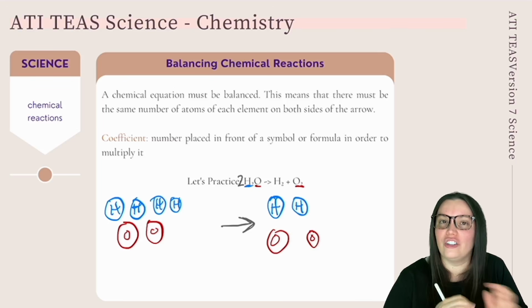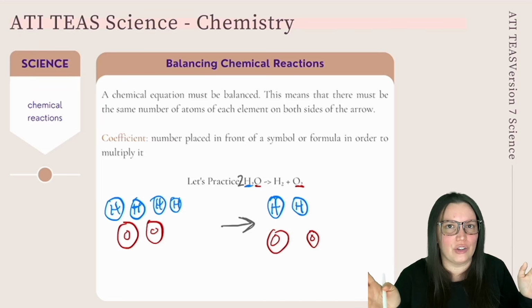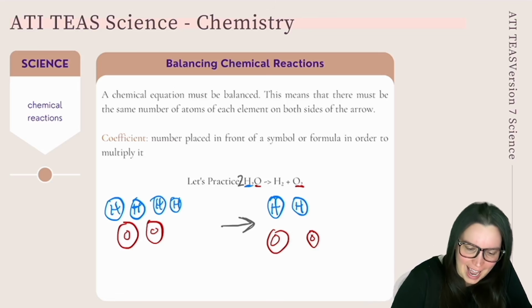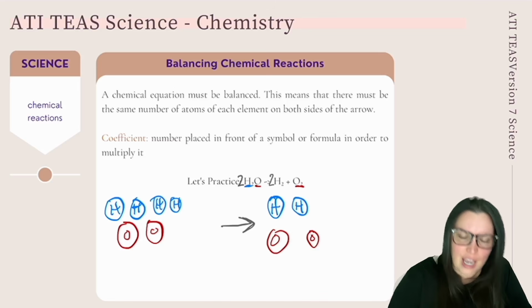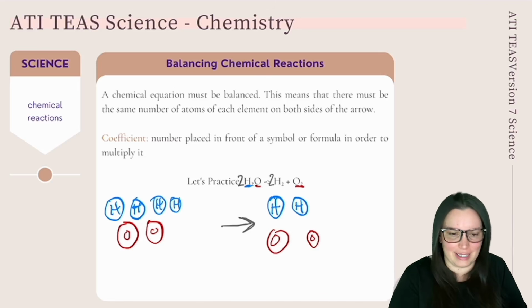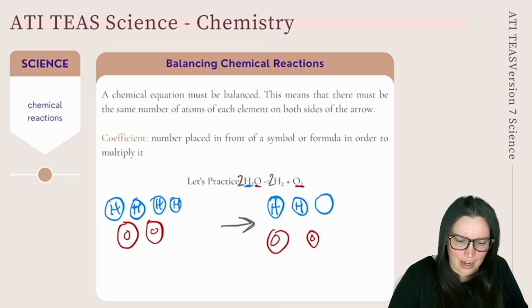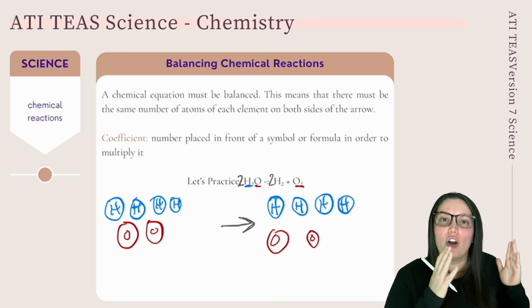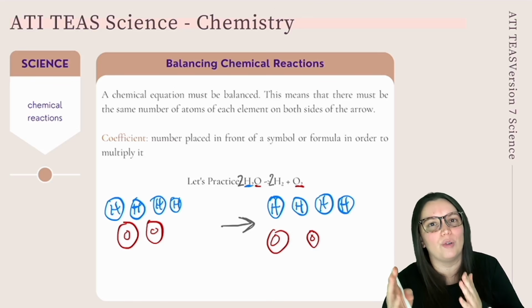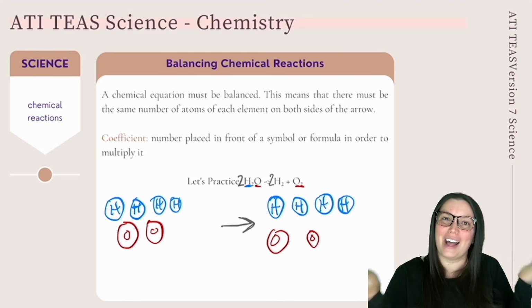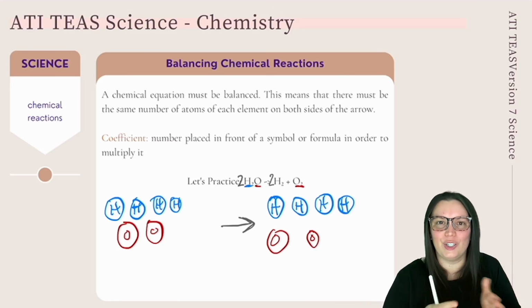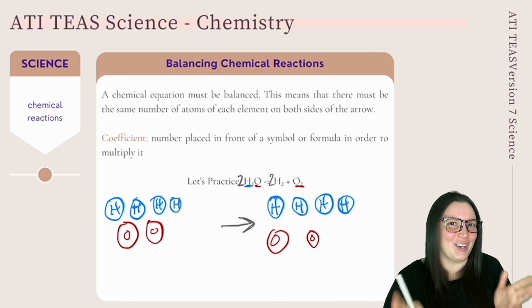So our oxygen is good. We don't have to do anything else with our oxygen. However, our hydrogen is not. We are going to add the coefficient 2 in front of our H2 for it to make sense. By adding that, we have now added 2 more hydrogens. When we take a look at this, we can see that our left is equal to our right. So now we have a balanced equation of 2H2O yields 2H2 plus O2.